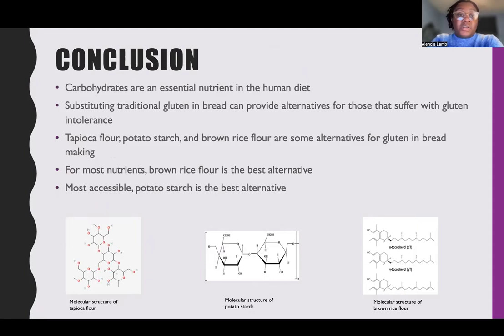Tapioca flour or starch, potato starch, and brown rice flour are some alternatives for gluten in bread making. Some other examples of alternatives for bread production would be almond flour, corn flour or corn starch, coconut flour, and even quinoa flour. For most nutrients, if you were to choose between the three carbohydrates discussed in this presentation, brown rice is the best alternative, and it can be purchased at local retailers such as Walmart.